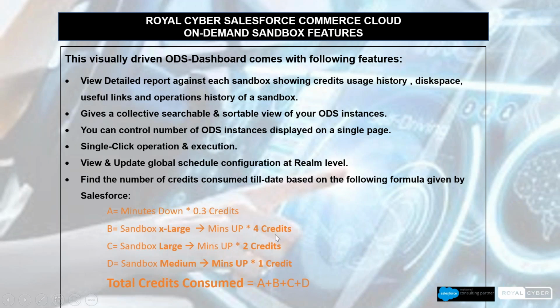So if your sandbox is created on the extra large profile and it remains up for 1 minute, then it will consume 4 credits from your annual credit limit. Downtime, 1 minute of downtime, is equal to 0.3 credits for all of these profiles. But the profiles differ in terms of uptime. The large profile would consume 2 credits per minute, and the medium profile would consume 1 credit per minute of uptime.